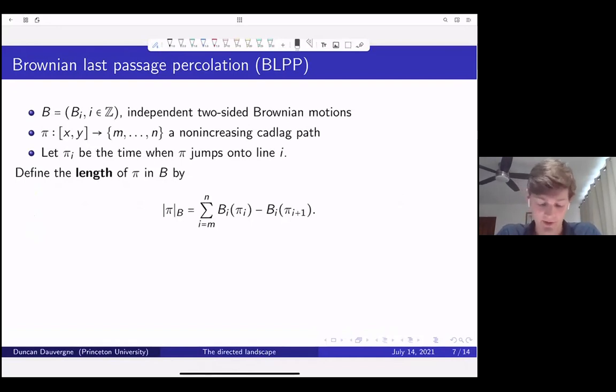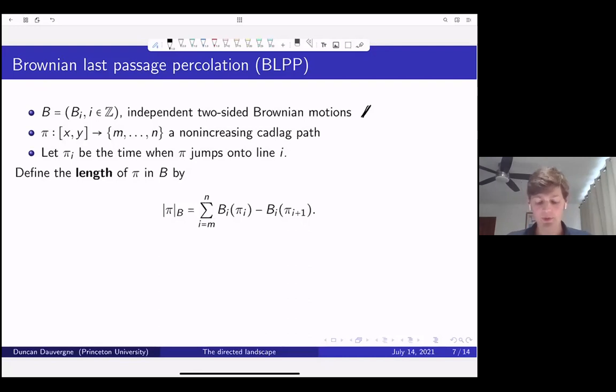Since the paper with János and Balint proving convergence to the directed landscape from Brownian last passage percolation, Balint and I have extended this to other models like exponential, geometric, Poisson last passage percolation, which have a similar integrable structure. But I like Brownian last passage percolation, so I'm going to stick with this. So the idea is, again, we're going to define a random metric on the plane, just like in first passage percolation, but instead of noise coming from IID random edge weights, you're going to have noise coming from a sequence of independent two-sided Brownian motions.